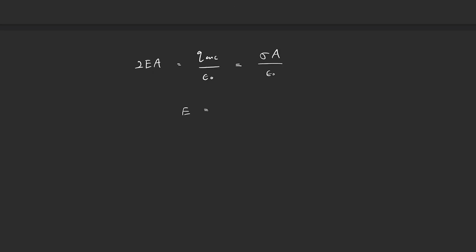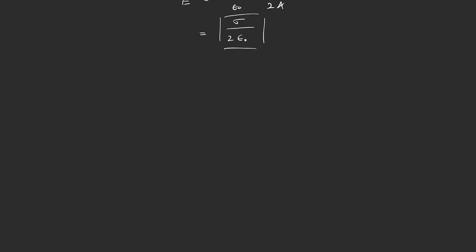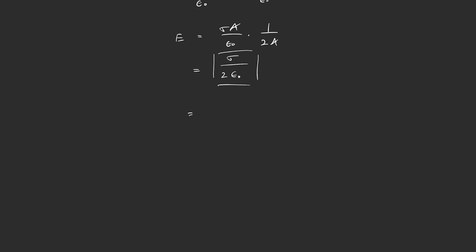So we can see that our electric field is simply, after canceling out, sigma over 2 epsilon naught. This is the expression for the electric field's magnitude. And in unit vector notation, we can say that it is in two components: pointing upwards in the z greater than 0 direction, and pointing downwards in the z less than 0 direction.